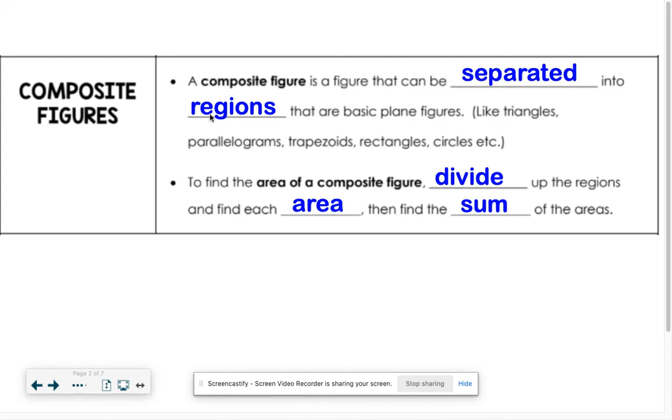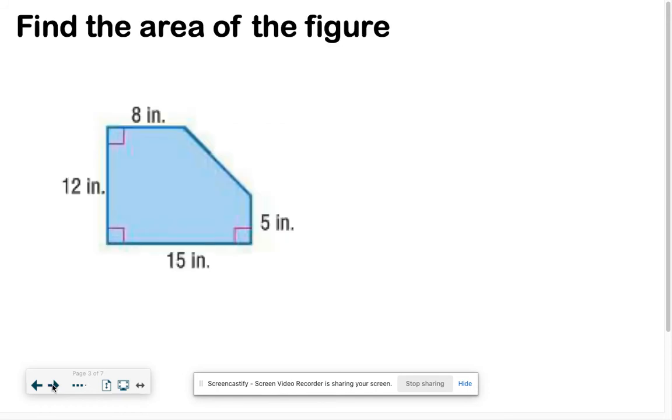A composite figure is a figure that can be separated into regions that are basic plane figures like triangles, parallelograms, trapezoids, rectangles, circles, etc. Basically, the last few sections we've had in this chapter, we're mashing them all together into this one. To find the area of a composite figure, divide up the regions, find each area, and find the sum of their areas. So divide it up into things you can find the area of easily, and then add them together. We'll do a few examples of this, and then we will be good to go.